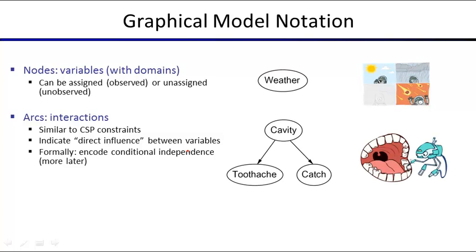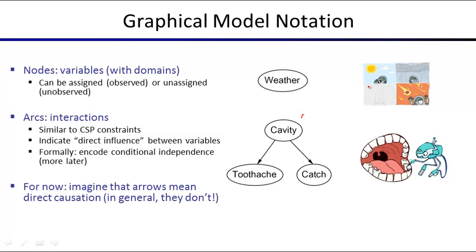And so in the weather domain, we have just weather, one random variable. In the toothache catch cavity domain, we have 3 random variables. For those 3 random variables, we have the following graph, where we are saying that cavity directly can influence catch and toothache, but toothache doesn't directly influence catch or the other way around once you know whether there's a cavity or not. So for now, we'll assume all these arrows are direct causation. That's often the way you want to go. It's not always the case, and we'll later see what the formal mathematical assumption is that we need to make.